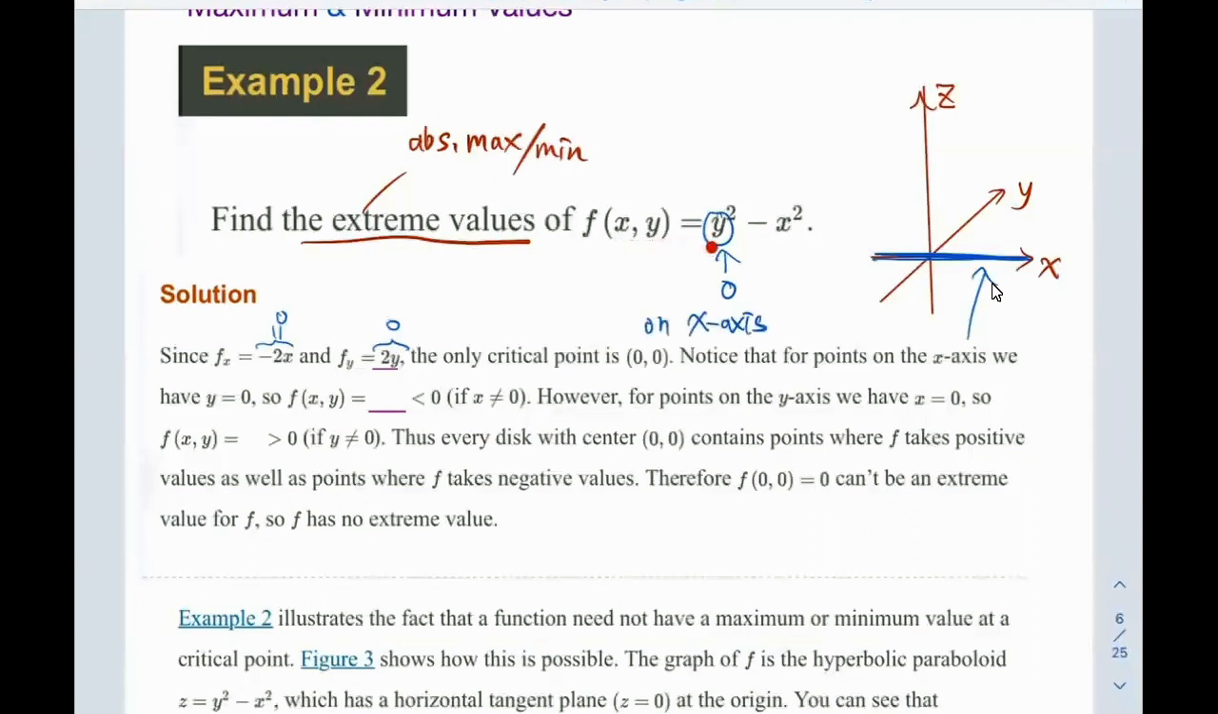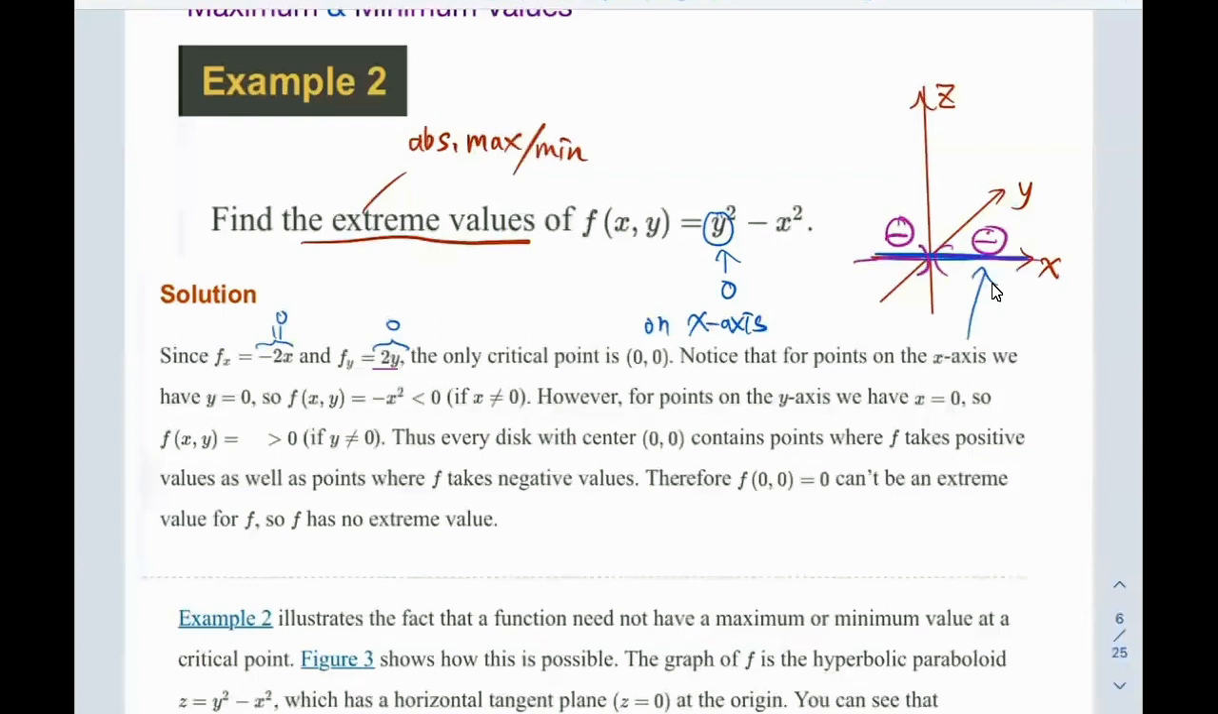Then the function here becomes a function of one variable only, which is negative x squared, right? Negative x squared is negative if x does not equal 0. It's a negative quantity. So what does it mean? For those points on the x-axis, the function value will be all negative, except at this one. Here, it will be 0. But here and here, the function value will be negative. So maybe I can put it this way: negative here and negative over here, on this side and on this side.